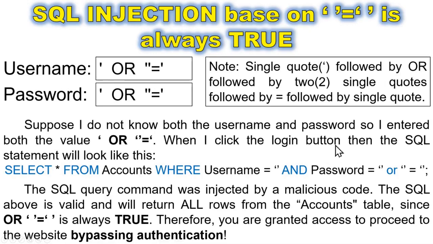The SQL above is valid and it will return all rows from the accounts table. Since the logical OR followed by single quote and then another single quote followed by equal followed by single quote, another single quote is always true. Therefore, you are granted access to proceed to the website bypassing authentication.